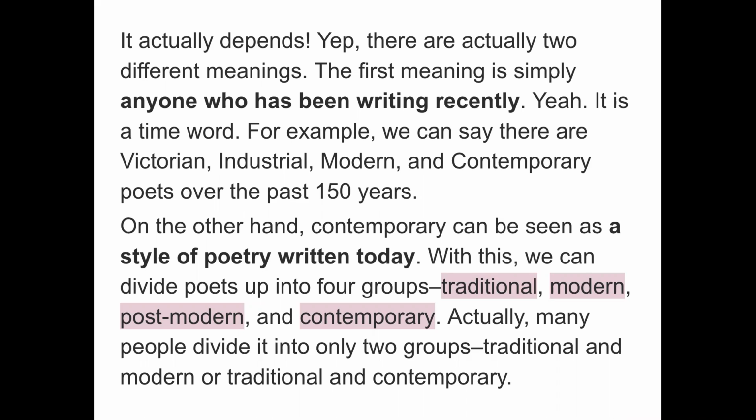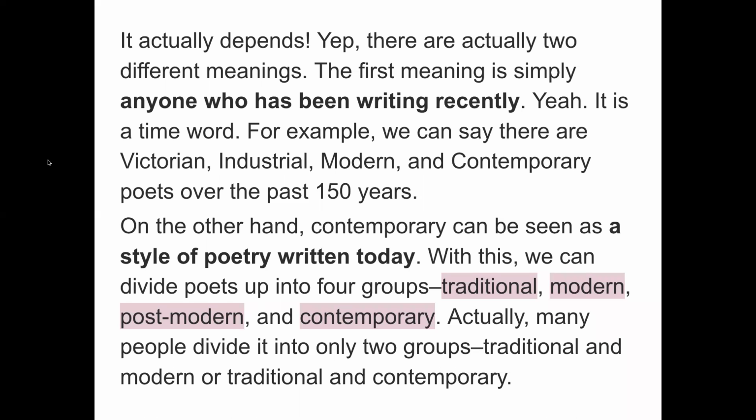For example, we can say that there are Victorian poets, industrial, modern, and contemporary, which are more recent over the past 150 years. But on the other hand, contemporary can also be seen as a style of poetry that is written today. And with this, we can divide poets up into four groups: traditional, modern, postmodern, and contemporary. Sometimes people divide it into two groups, traditional and modern, or traditional and contemporary. But we're going to stick with the four that are highlighted on this slide, and I'm going to briefly talk about each of them.